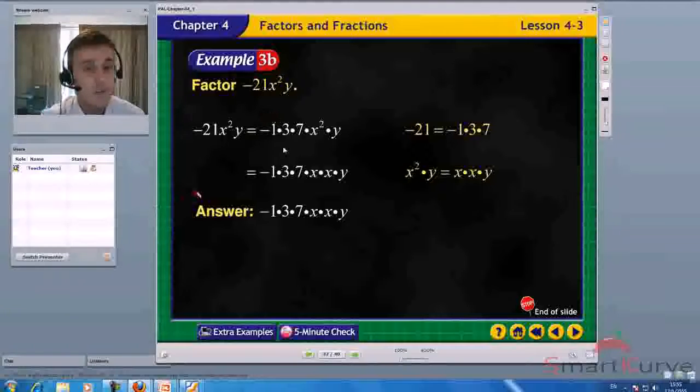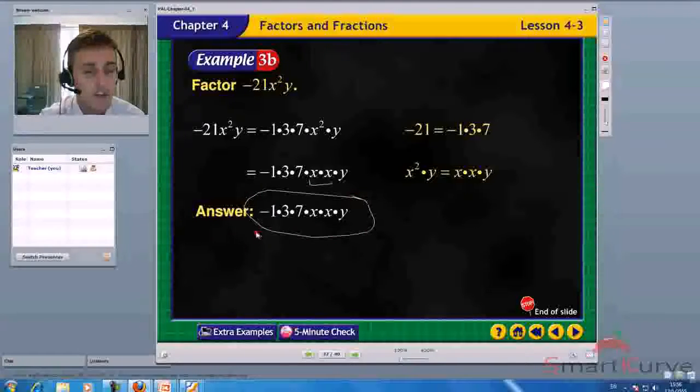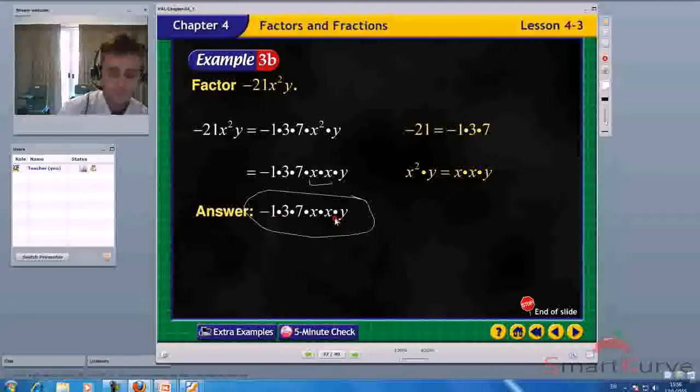Factor negative 21 x squared y. Negative 21 x squared y is negative 1 times 3 times 7 times x squared times y, which is negative 1 times 3 times 7 times x times x times y. The answer for the factorization of negative 21 x squared y is negative 1 times 3 times 7 times x times x times y.